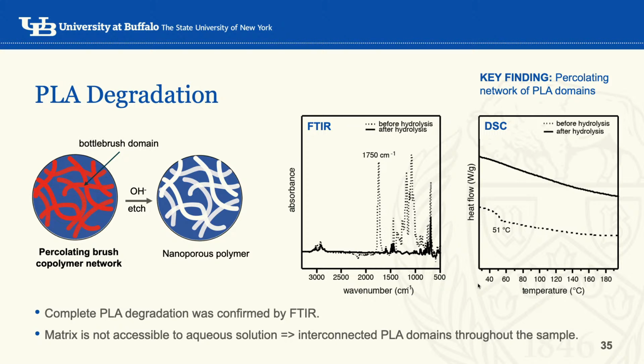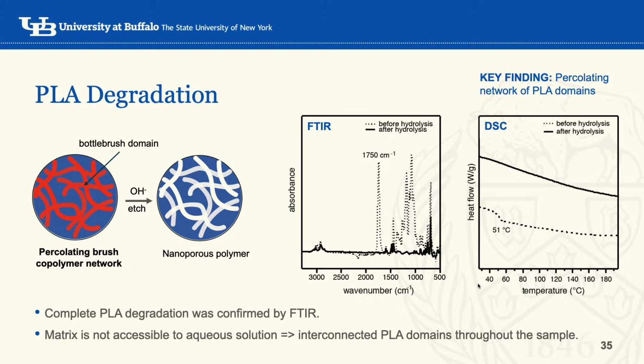Why? Because we etch using hydrolysis. The matrix is hydrophobic, it's polystyrene. Water cannot go through polystyrene. So in order for us to be able to etch through this sample, get rid of all the channels, they have to be interconnected. If they are not interconnected, the water will not be able to access them.